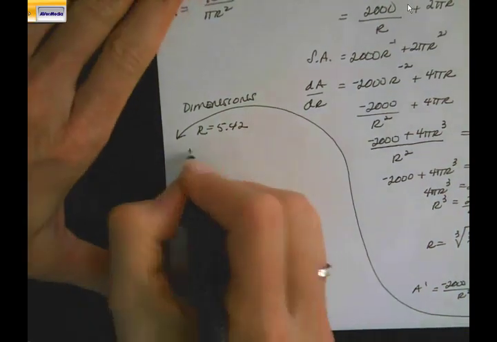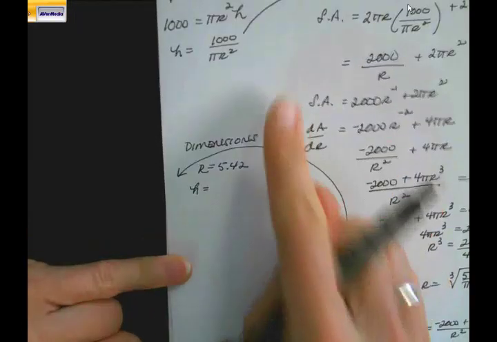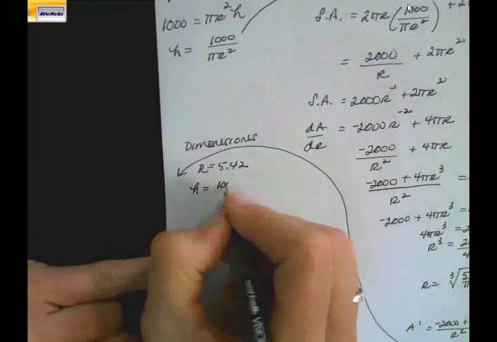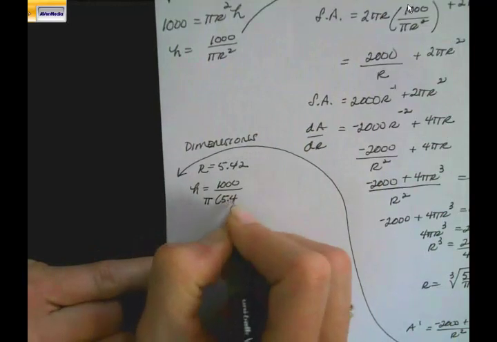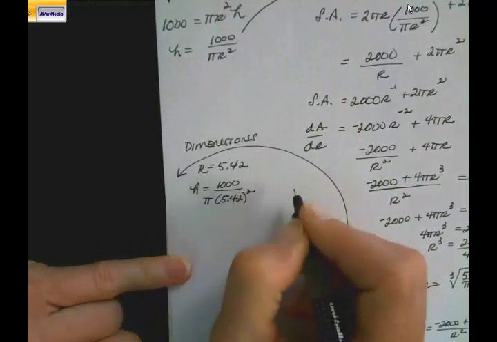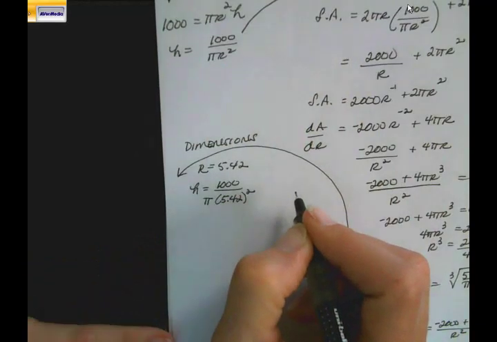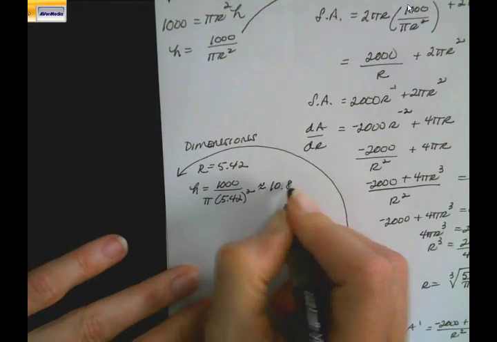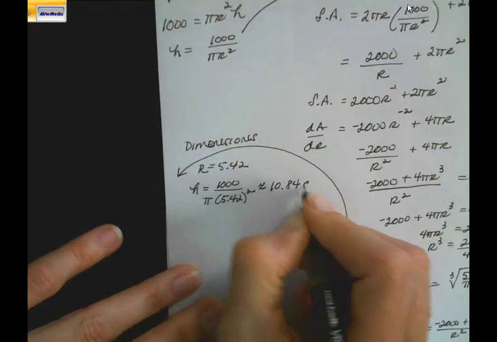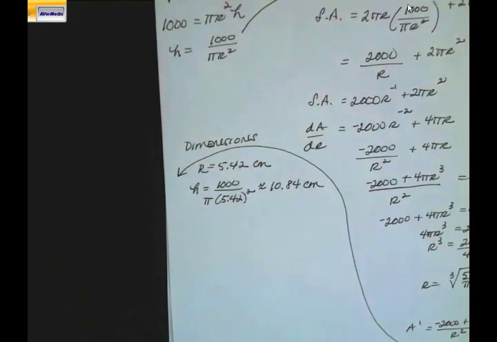The height of the can needs to be 1,000 over pi r squared, which will be 1,000 over pi times 5.42 squared, which I believe turned out to be about 10.84. And all of this is in centimeters. We give them the radius and we give them the height, and they better be able to figure out how to make the can from there.